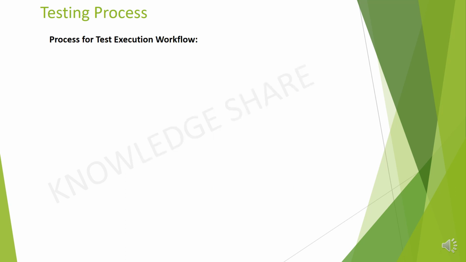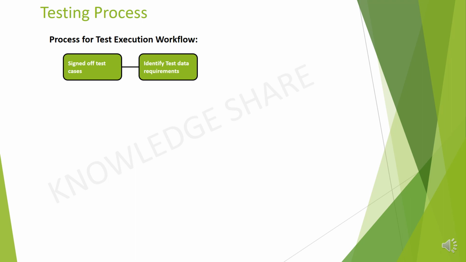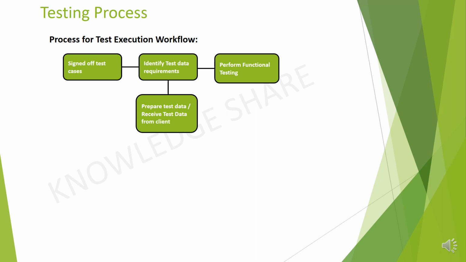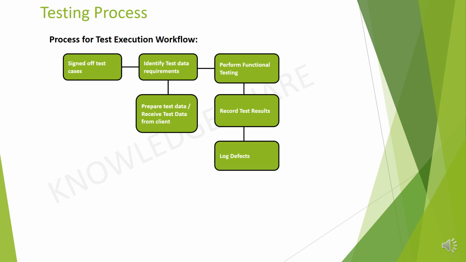Next question. Process for test execution workflow. It starts with signed off test cases from client. Then identify test data requirements. Prepare test data or receive test data from client. Then perform functional testing. Record the test results. Log the defects.